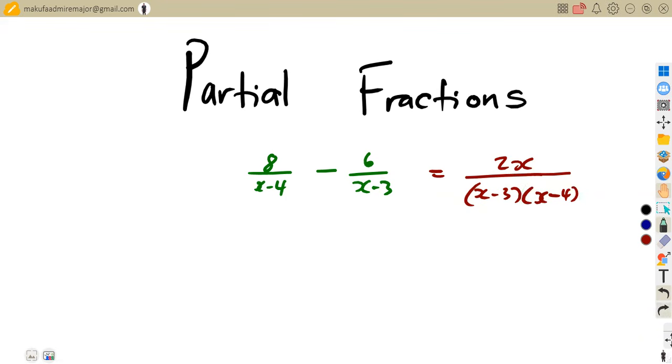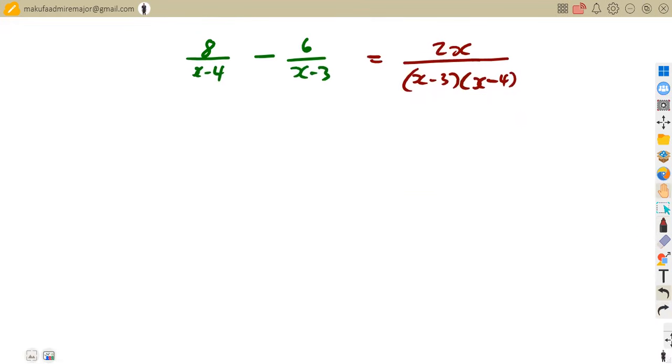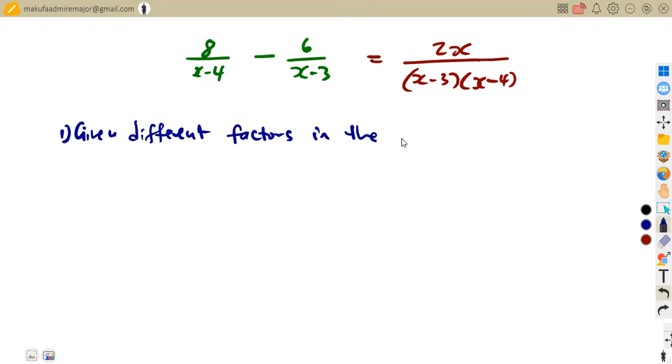So it follows that what we need is to consider the type of fractions that we are going to have from our simplification. When I'm saying the type of fraction, I'm saying we can be given a condition whereby we are given different factors in the denominator. So what we are going to consider in this case is the denominator. We are going to be focusing on the denominator to say there are different factors.